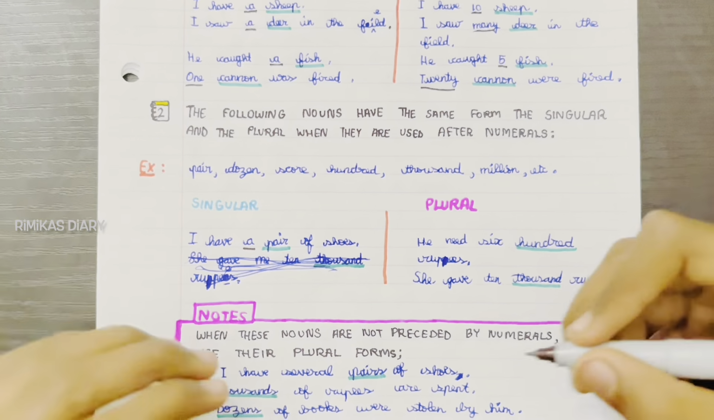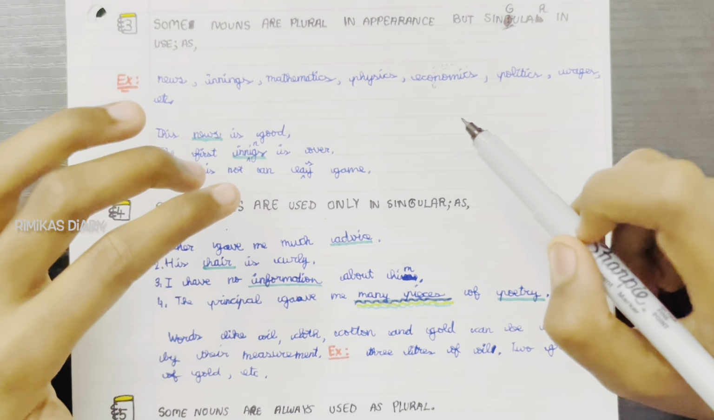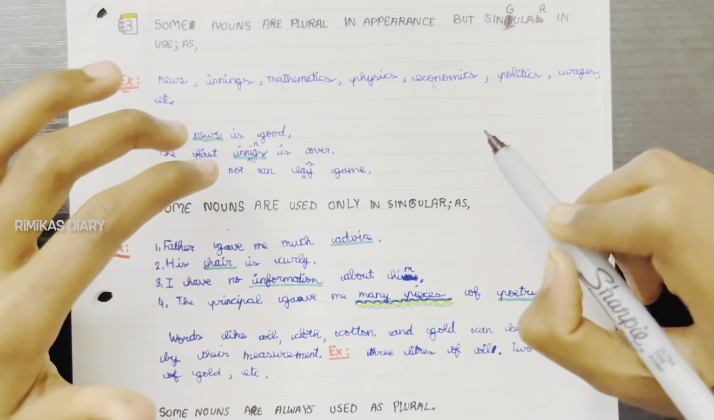Next, third one. Some nouns are plural in appearance but singular in use. For example, news, innings, mathematics, physics, economics, politics, wages, etc.